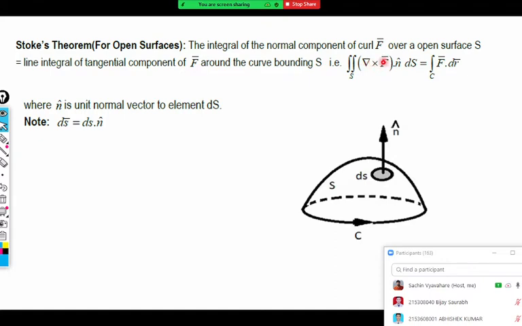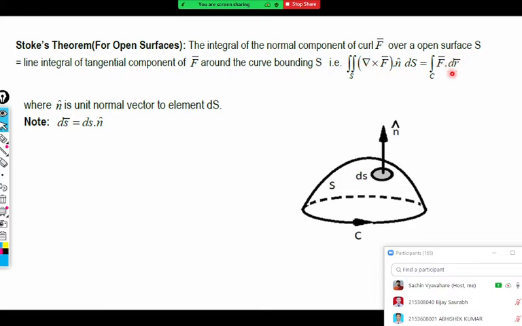So this del cross F bar is the curl. N cap is a unit normal vector to the surface. dS is a very small area of that surface. So sometimes n cap into dS, together, is written as dS bar. Okay, n cap into dS is written as dS bar. And every time we never evaluate the LHS, we only evaluate the RHS there.